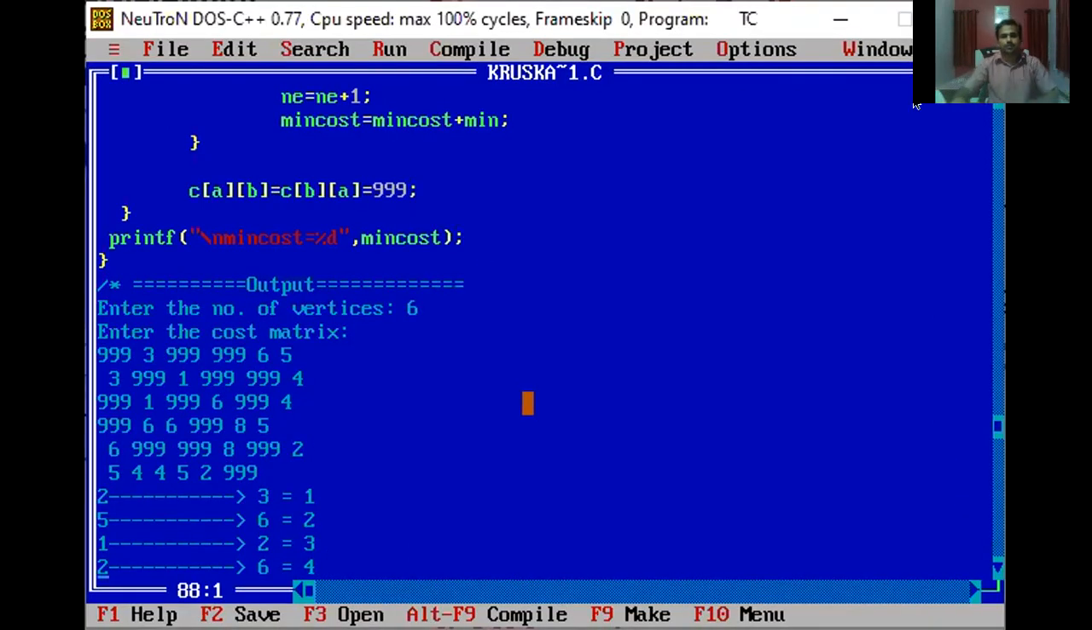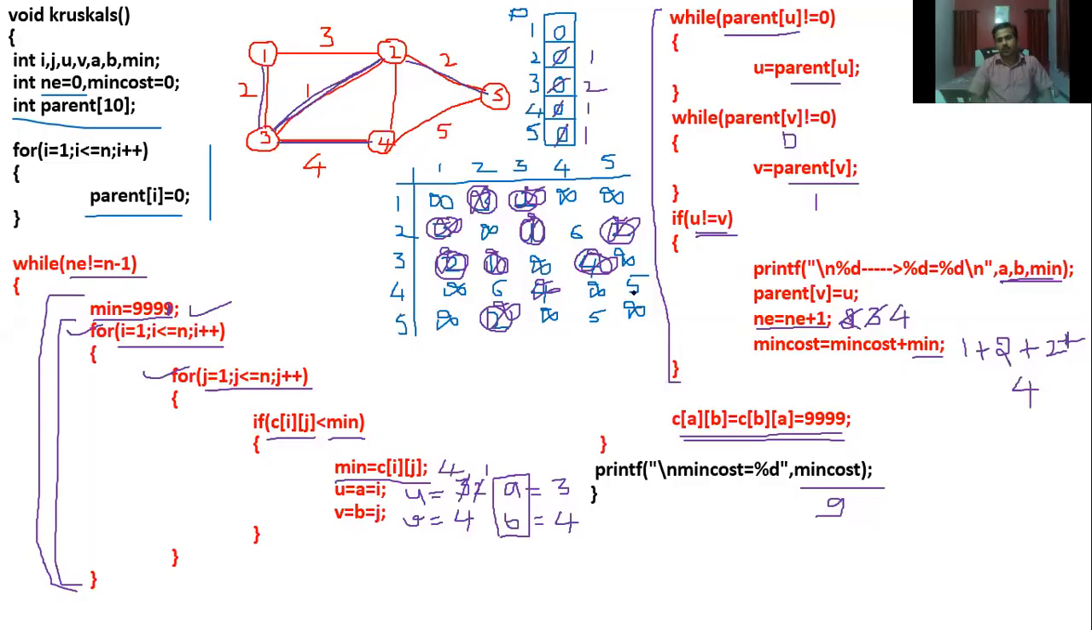So this is about your Kruskal algorithm. You should trace with a few more sample inputs of this undirected graph, and then it will be much clearer about this concept. Okay. So with this, I'll just conclude this particular algorithm. Thanks.